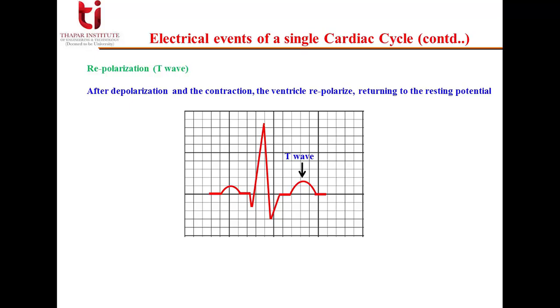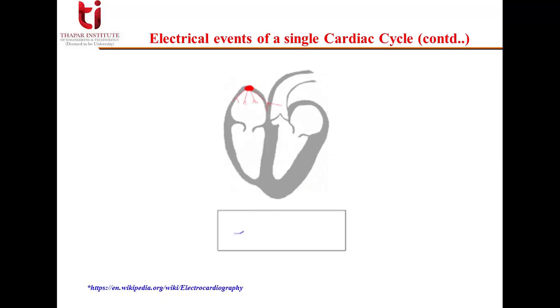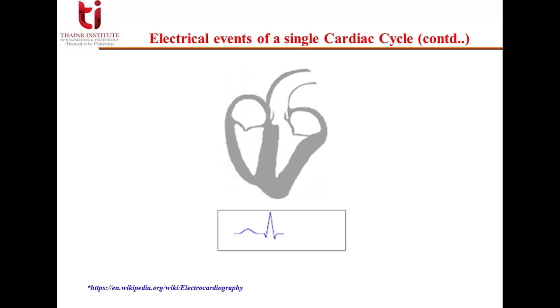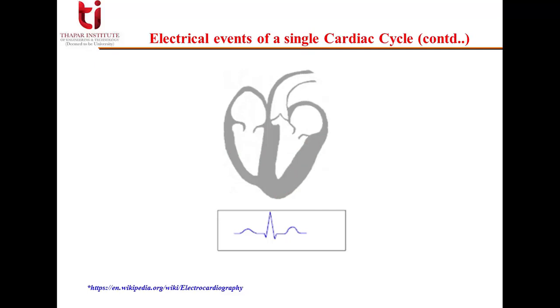Now let's look at the combined procedure. Starting from the depolarization of the SA node, leading to the depolarization of the AV node, which further depolarizes and conducts. Then reaching the Purkinje fibers, the electrical signals spread in all directions, leading to the effective contraction of the ventricles, and then the ventricles repolarize, returning to the resting potential, and the process continues.